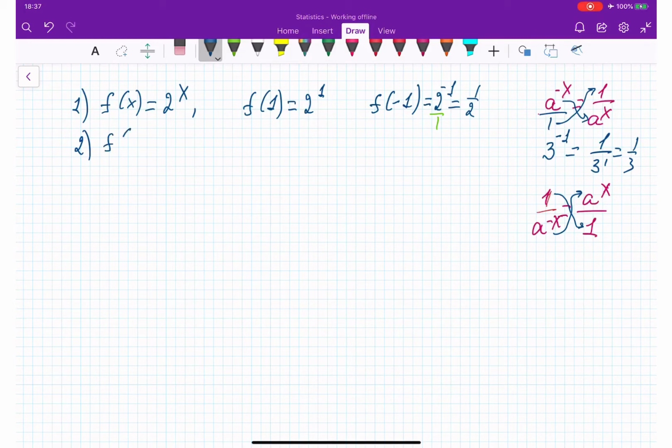We have f of x is equal to 4 to the power x, and we need to find how much f of negative 5 will be. So f of negative 5 will be 4 to the power negative 5, and that is 1 over 4 to the power positive 5, which is going to be 1 over 1024. Okay? We don't have a positive 5 here, so that's good. All right. Next, question number 3.